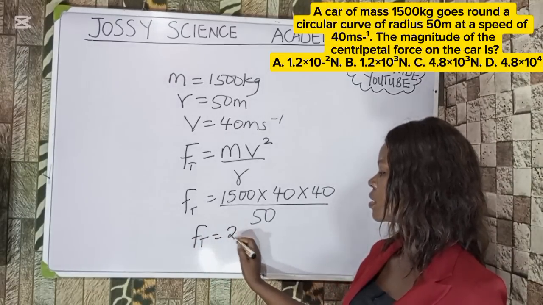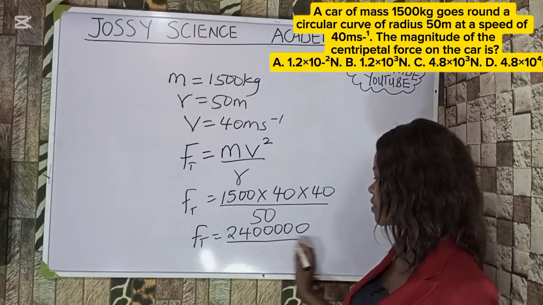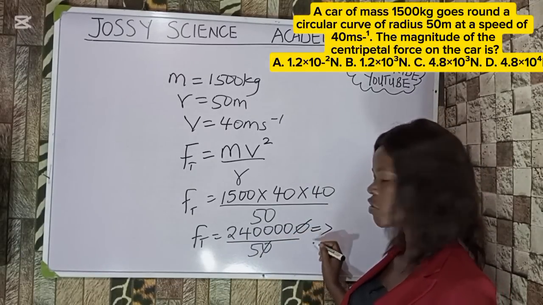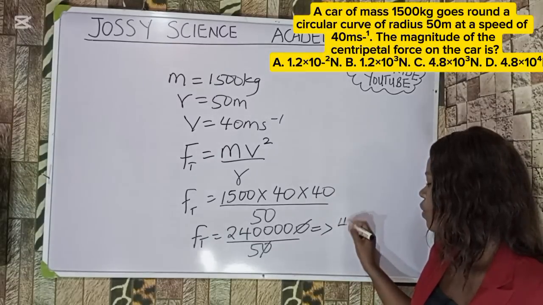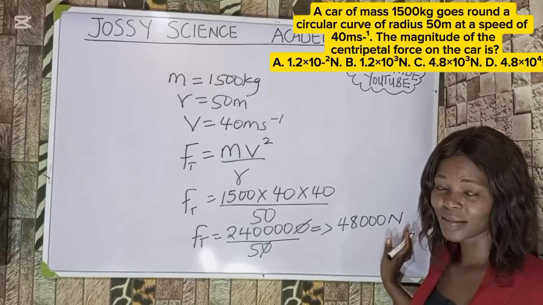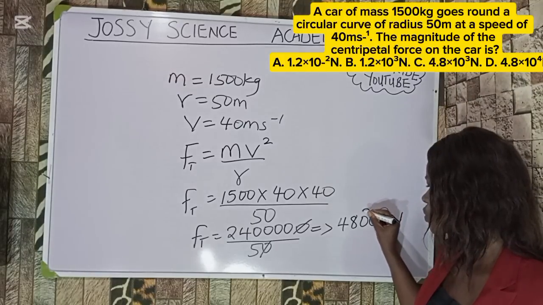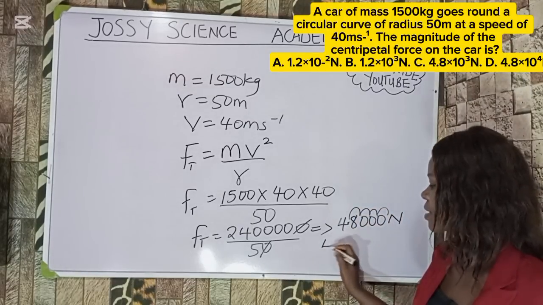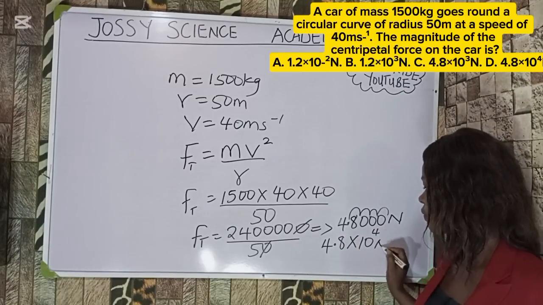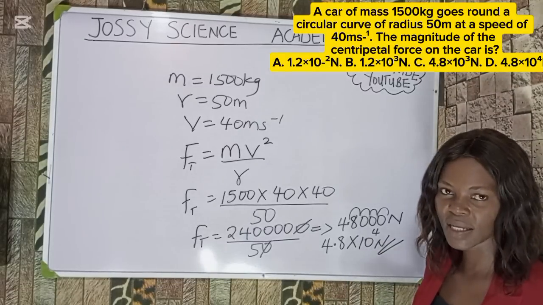This will give us 2,400,000, right? We are going to divide it by 50. This cancels this, okay? So by the time we divide, it's going to give us 48,000 Newton. Of course, the answer is kept in standard form. So let's work it out by going this way. This is 1, 2, 3, 4, right? So that is 4.8 times 10 to the power of 4 Newton. So this is how to solve this problem on centripetal force.